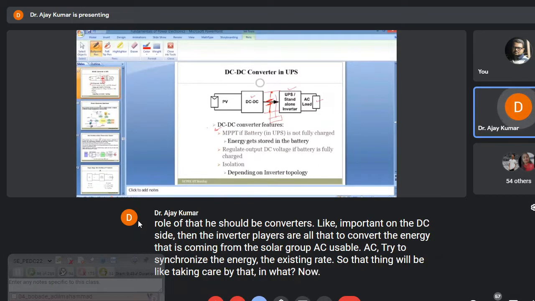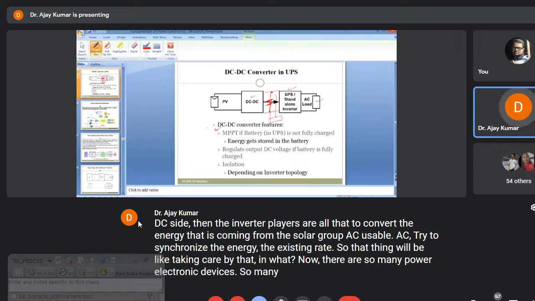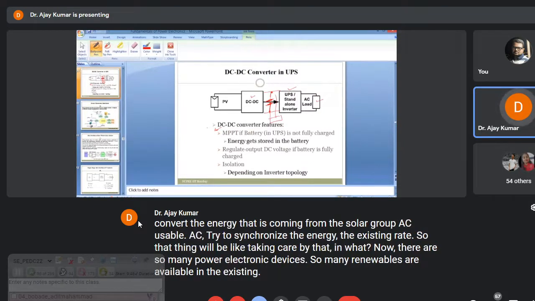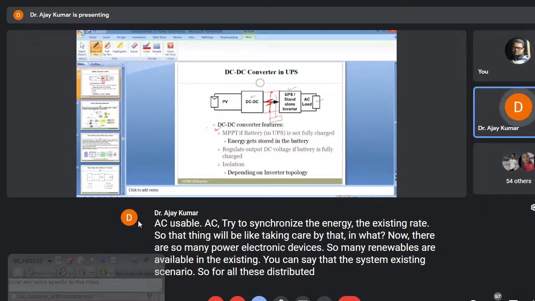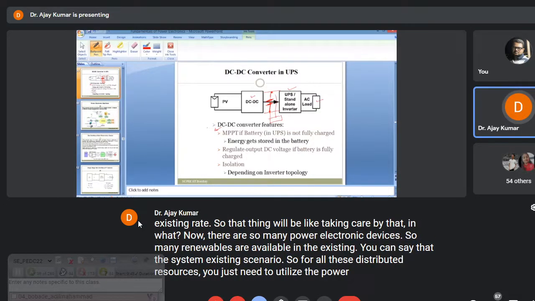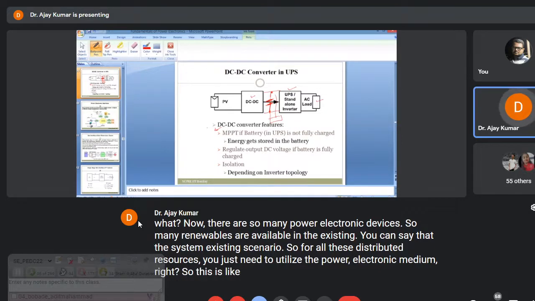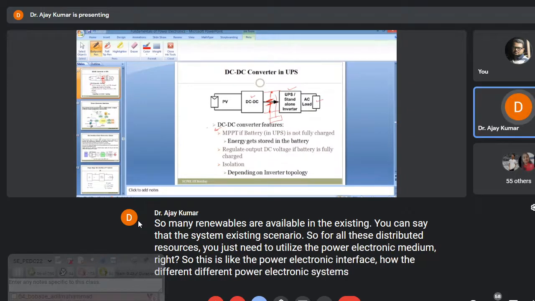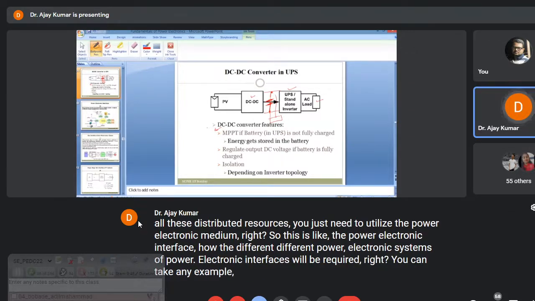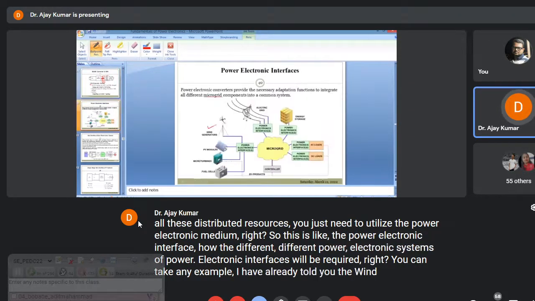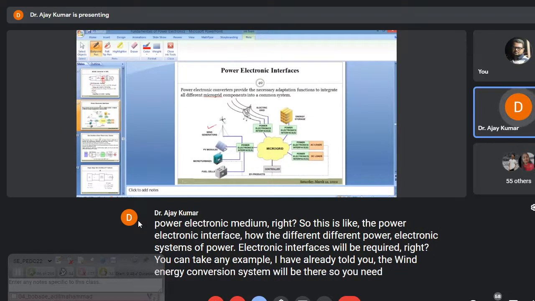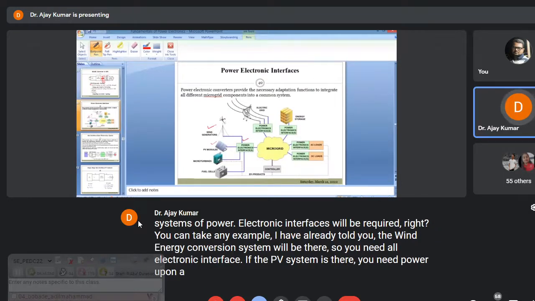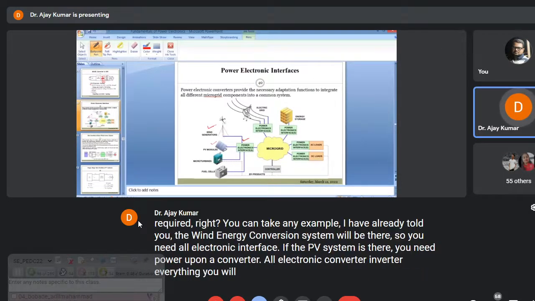Now, there are so many power electronic devices and so many renewables available in the existing scenario. For all these distributed resources, you need to utilize the power electronic medium, the power electronic interface. You can take any example. I have already told you the wind energy conversion system needs a power electronic interface. If a PV system is there, you need a power electronic DC to DC converter and inverter, everything, that is the power electronic medium.